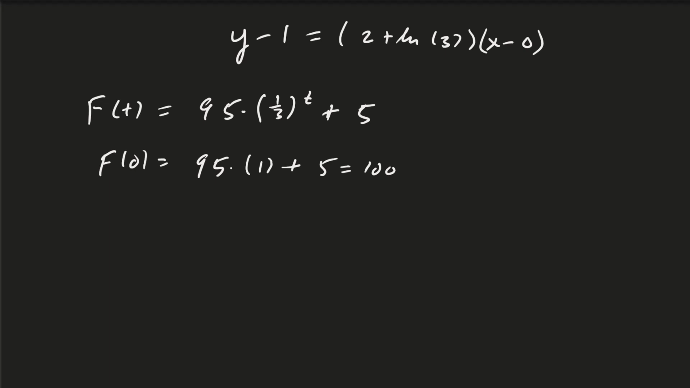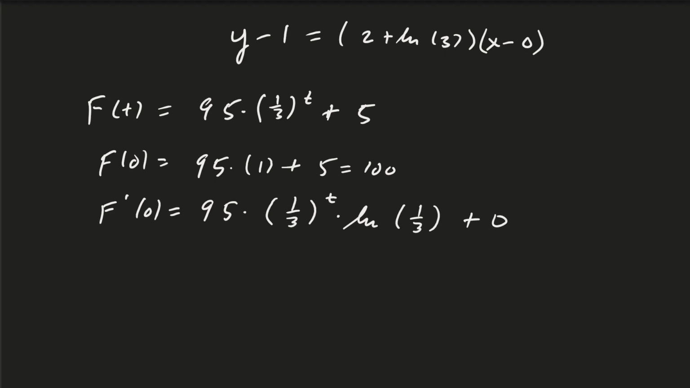Okay, and then what would f prime of 0 be? So that would be a constant times our 1/3 to the t times our natural log of 1/3, and then plus 0, because the derivative of the 5 there is 0. Good, and so that's our general formula. Then we would want to plug in t equals 0 to get 95 times the natural log of 1/3. Good. All right.